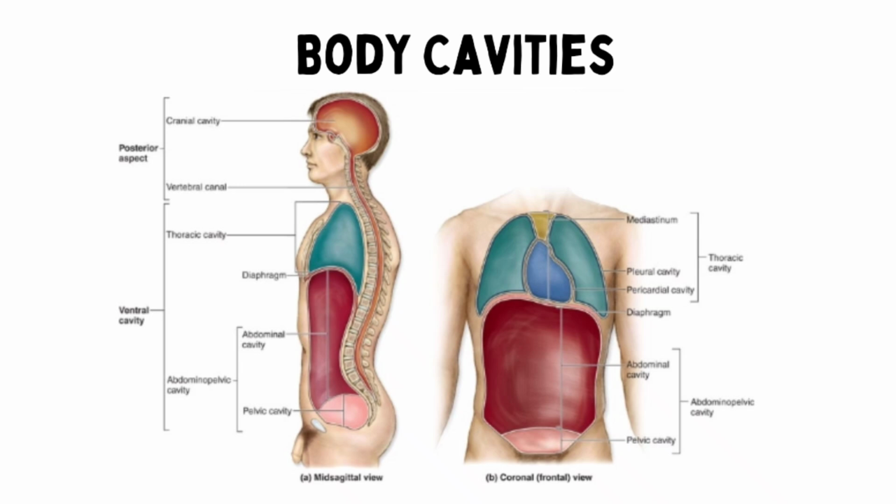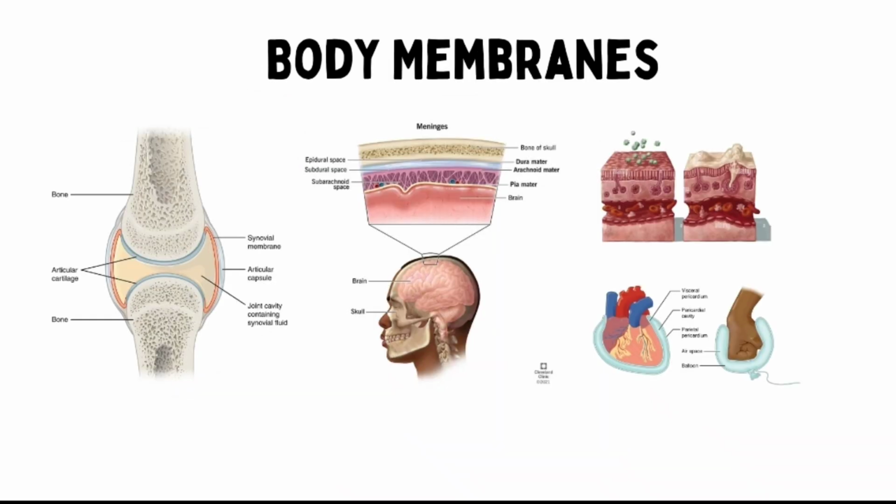The abdominopelvic cavity extends from below the diaphragm to the groin and contains many organs such as the stomach, intestines, liver, and even internal reproductive organs. And lastly, the vertebral cavity contains the spinal cord.